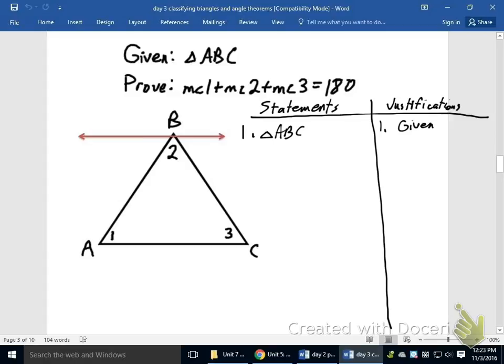Alright, here's our proof. We are going to actually be proving the triangle angle sum theorem. That it says that the three angles to a triangle will always add to 180 degrees, their measures will.